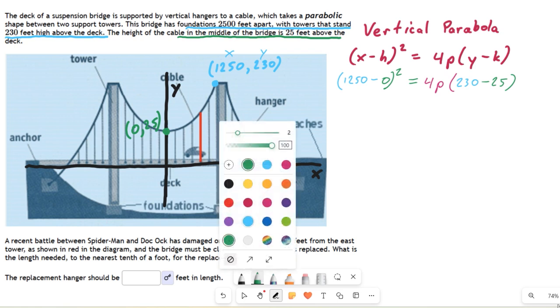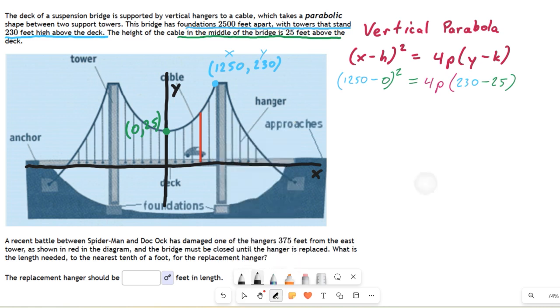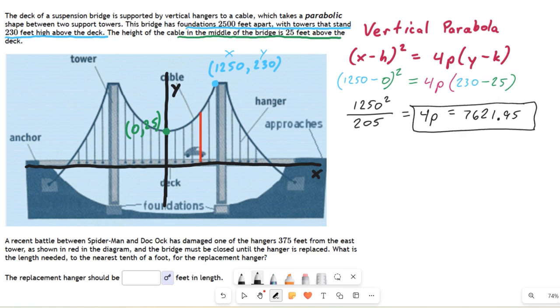So if I calculate what 4p is based on these numbers, it's going to go something like this. I won't show you every single bit of the calculation, but it's going to go something along these lines. It's going to be 1,250 squared divided by 205. That's going to be 4p. And according to my calculator, I did this beforehand, that's going to be equal to, it's kind of a big number, 7,621.95. Okay, that's a big deal. That tells me basically everything I need to know about this parabola shape, how curvy or narrow it is.